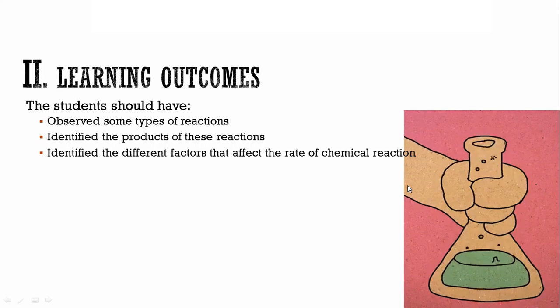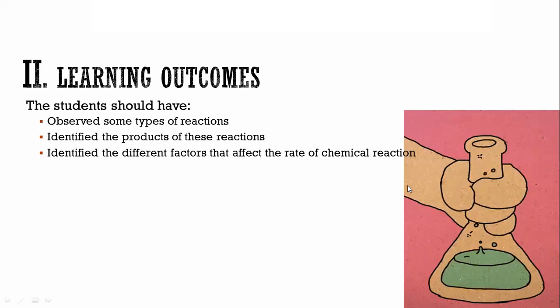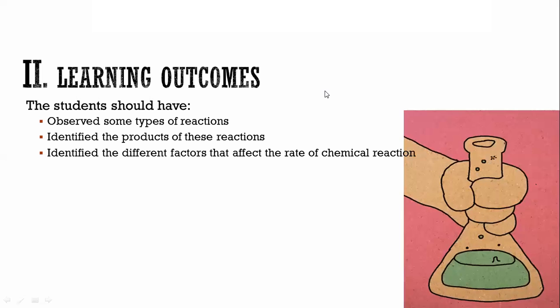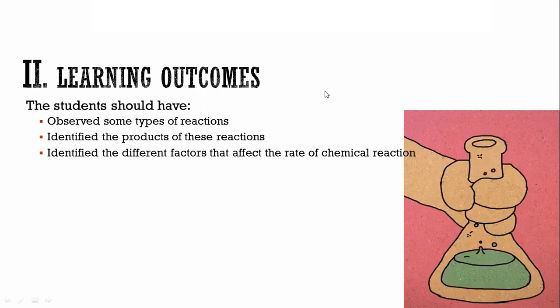So the learning outcomes: the student should have observed some types of reactions, identified the products of these reactions, and identified the different factors that affect the rate of chemical reaction.